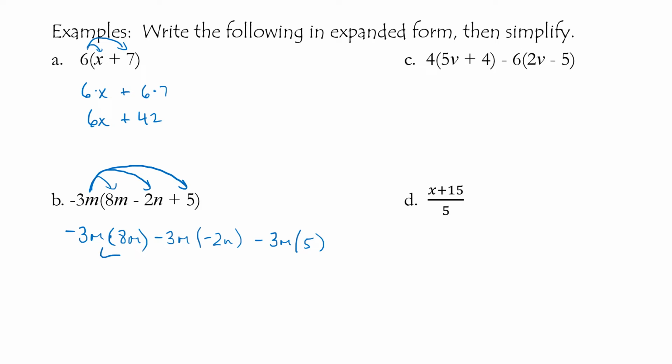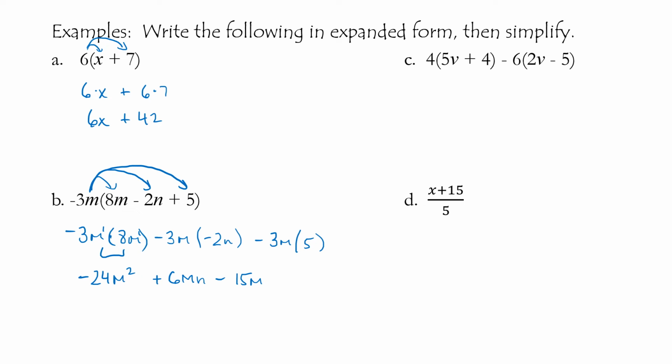So now multiplying the negative 3m and the positive 8m, negative 3 times positive 8 is a negative 24. And m times m is m squared, because the exponent on this m is 1, the exponent on this m is 1, and 1 plus 1 is 2. So now I have a negative 3m and a negative 2n. A negative multiplied by a negative is a positive, so negative 3 times negative 2 is a positive 6. And now m times n is just mn. And now I have a negative 3m multiplied by 5. Negative 3 times 5 is a negative 15. And now m.